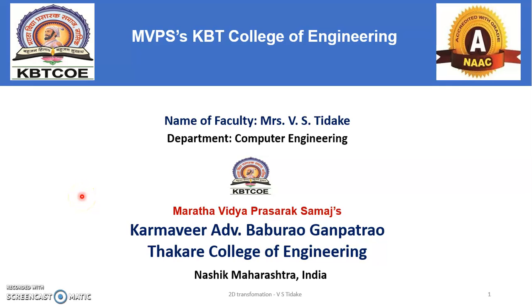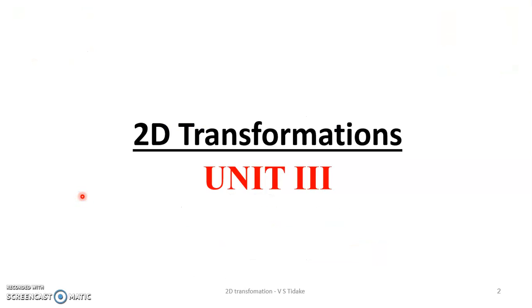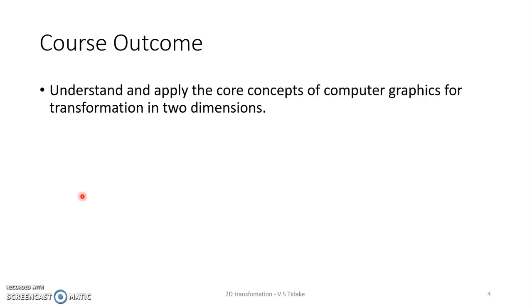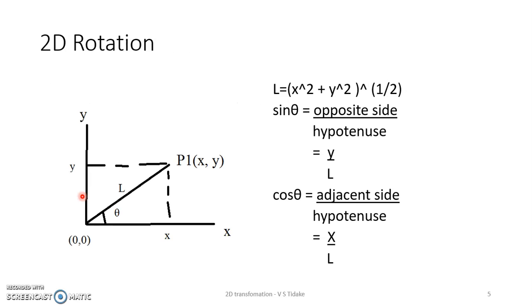Welcome for the next session of computer graphics. Today we will study 2D transformations. The objective is to understand and apply various methods and techniques for 2D transformations. And the outcome is the students will be able to understand and apply core concepts of computer graphics for transformation in 2D dimensions. Let us study 2D rotation.